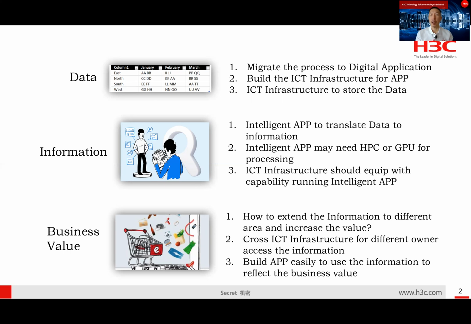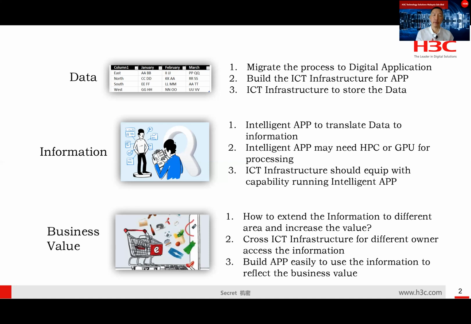Say for example, nowadays there are a lot of pictures, photos, videos, this kind of data. And for this kind of data, you need a high HPC or even the GPU to process and analyze the data to become useful information, like facial recognition, these kinds of applications. So the ICT infra must be equipped with this kind of capability to run intelligent applications like this.